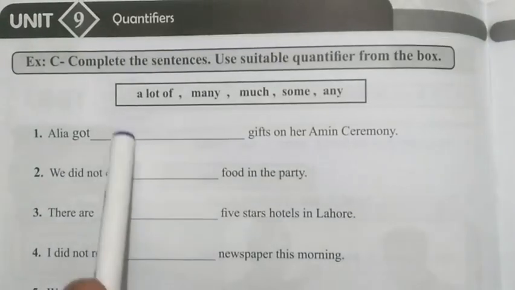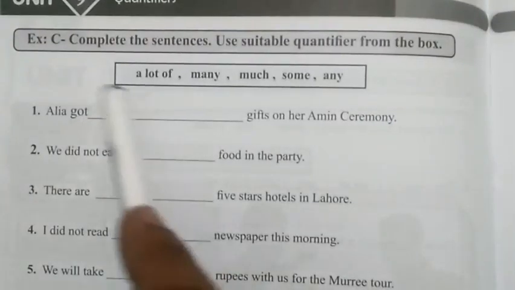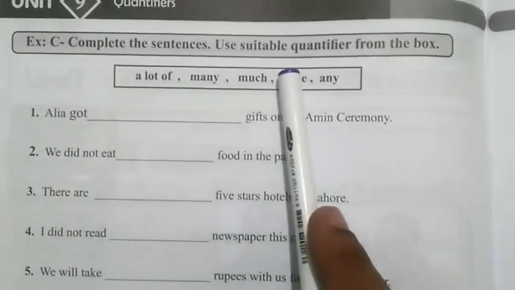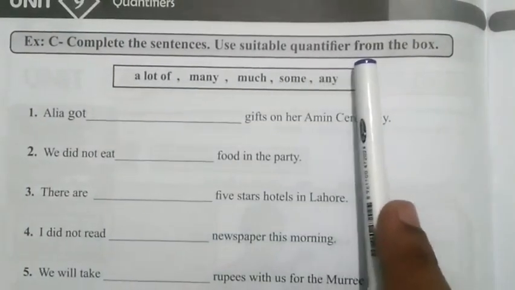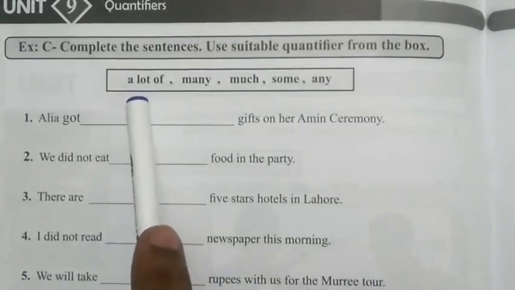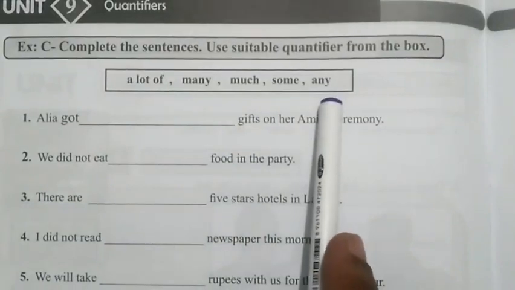Students, now this is exercise C. Practice exercise C. Complete the sentences. Use suitable quantifiers from the box. The options are a lot of, many, much, some and any.